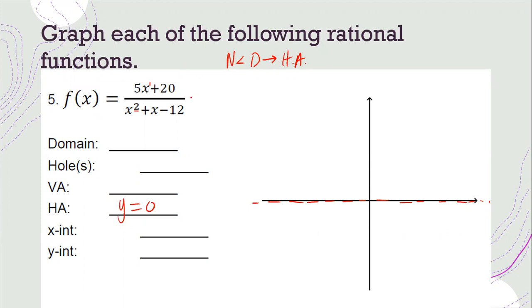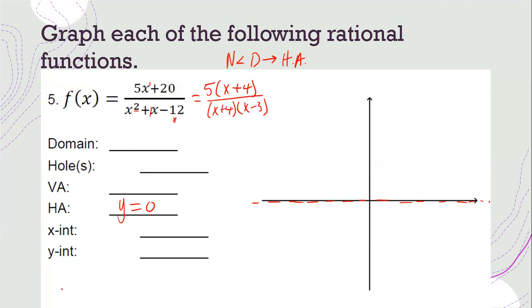Next is to factor. So we're going to factor the numerator and the denominator. To factor the numerator, I'm going to do what? Greatest common factor, the GCF. And the GCF is 5. And that leaves me with x plus 4. Agreed? Now we're going to factor the denominator. What multiplies to give me negative 12, but adds to give me 1? 4 and 3. So we have x plus 4 and x minus 3.